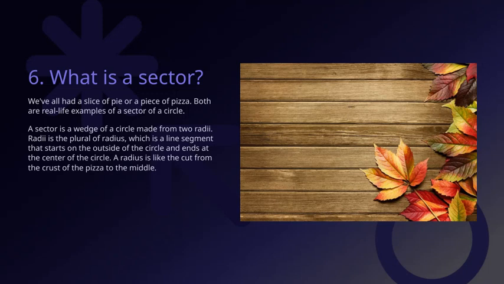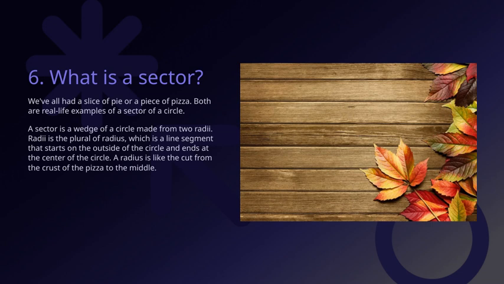Let's talk about what a sector actually is. Have you ever had a slice of pie or a piece of pizza? Well, those are perfect real-life examples of a sector of a circle. So, a sector is basically a wedge-shaped part of a circle. Imagine taking a slice out of a pizza. That's a sector. It's made from 2 radii, which are like the lines that come out from the center of the circle to the edge. The plural of radius is radii, by the way. Think of a radius as the line from the crust of the pizza straight to the middle. That's pretty much what a radius is.